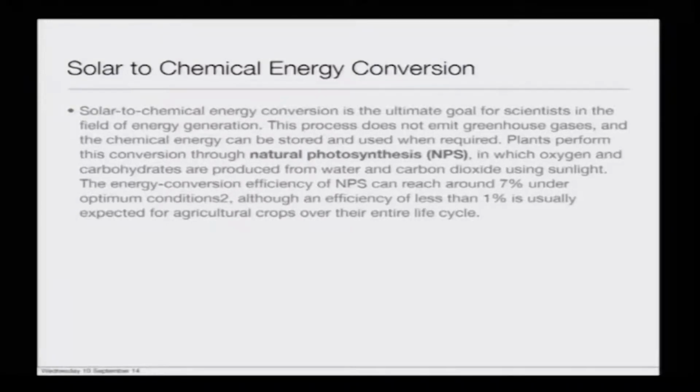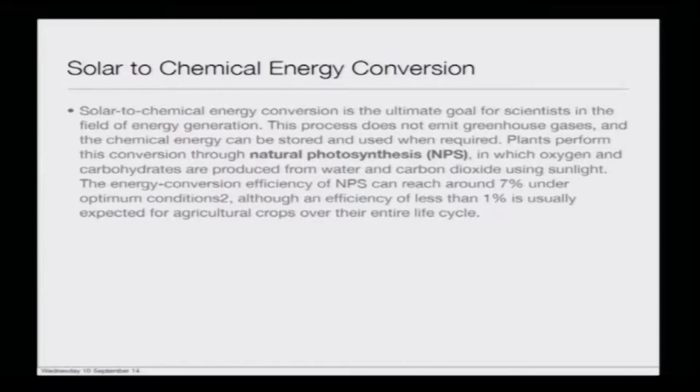Solar to chemical energy conversion is the ultimate goal for scientists in the field of energy generation. This process does not emit any greenhouse gases, and the chemical energy can be stored and used when required, which is in the form of hydrogen. Plants perform the conversion through natural photosynthesis, abbreviated as NPS, in which oxygen and carbohydrates are produced from water and carbon dioxide using sunlight, which we have already discussed.